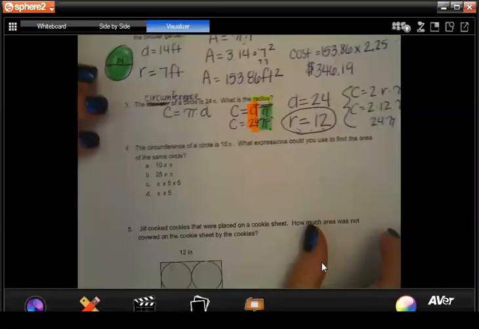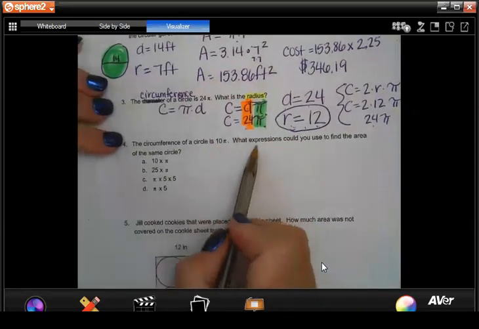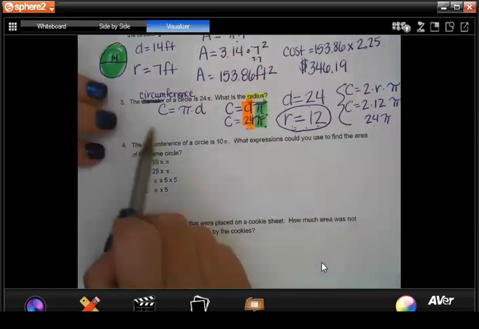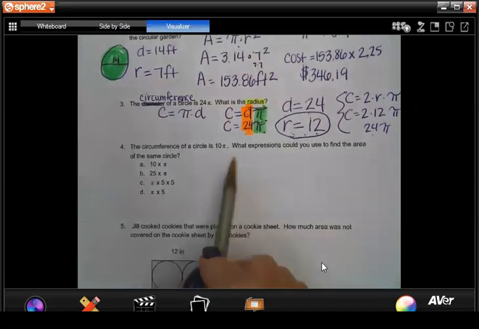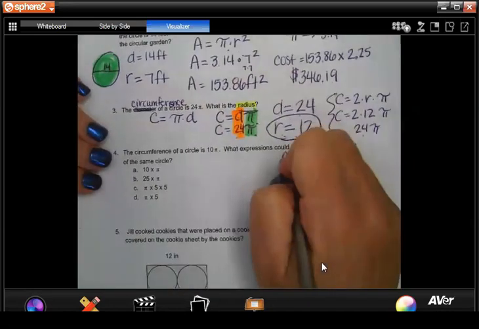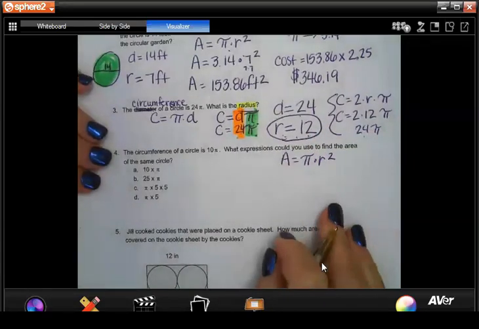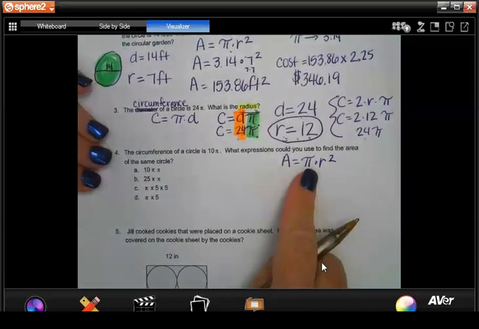All right, the circumference of a circle is 10 pi. What expression could you use to find the area of the same circle? This is a multiple step problem. We're going to use the information that we learned here to help us out. Now remember, area equals pi times radius squared. Okay, so that's the formula to find area of any circle.